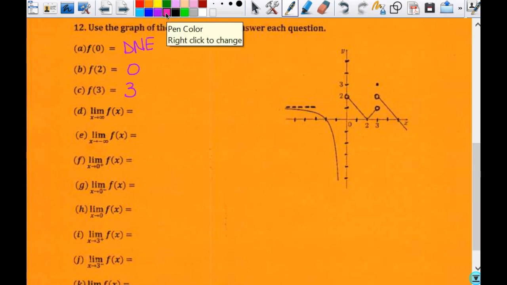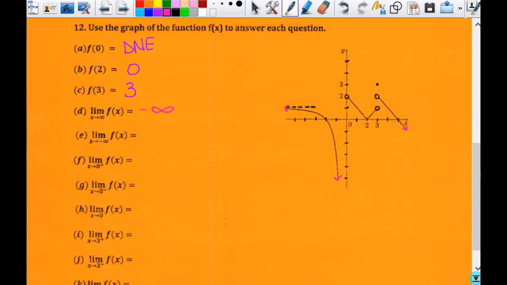The limit of f of x as x approaches infinity. Okay, so as x approaches infinity, as my x's get bigger and bigger and bigger, I know this looks like it just stops. None of these have arrows on them, but there's not a point there, so we assume, I hate that word, we assume that these keep on going. So as x gets bigger and bigger and bigger, if this continues like this, then your y is getting smaller and smaller and smaller. So as x approaches positive infinity, y is going to approach negative infinity.